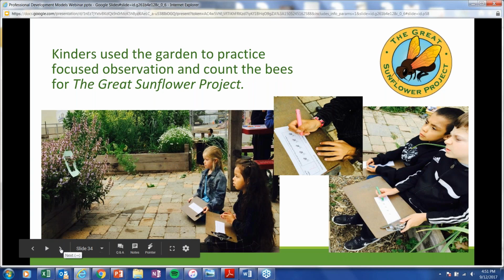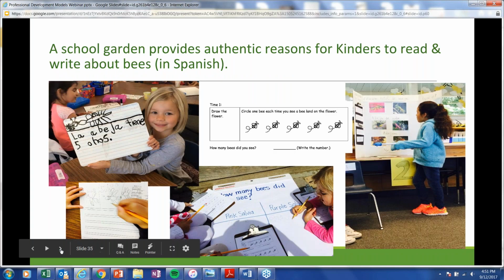sure that we're connecting the curriculum with the design of the garden in such a way that it's really, really clear what the maintenance requirements are and how it integrates into the curriculum. Next slide. And in turn, this provides really authentic reasons for them to read and write about bees in their second language or in the target language of Spanish. Next slide.